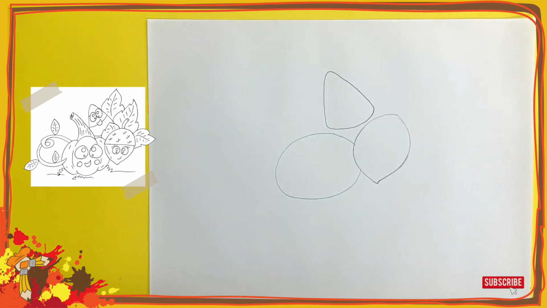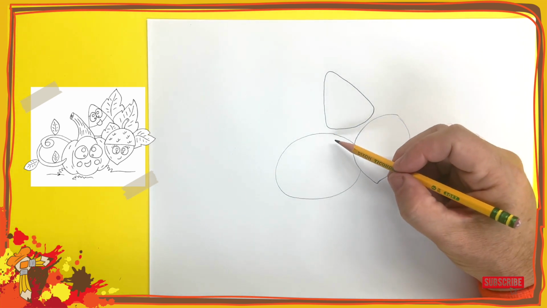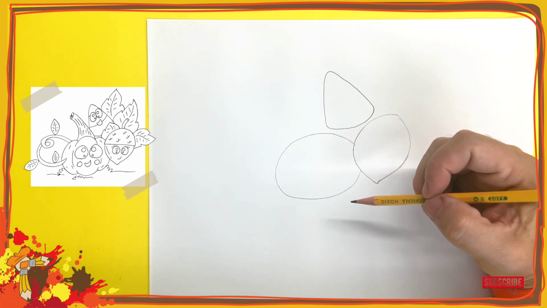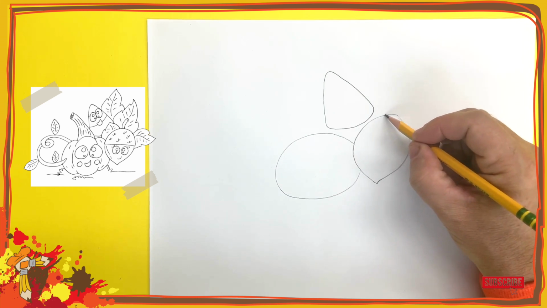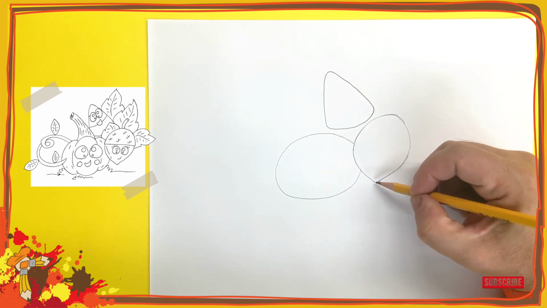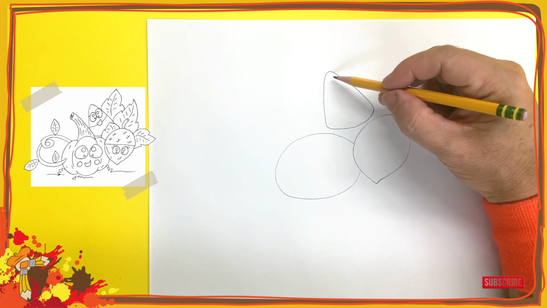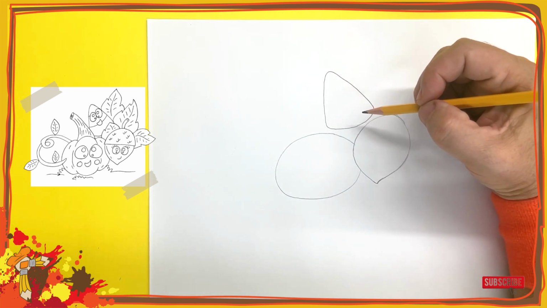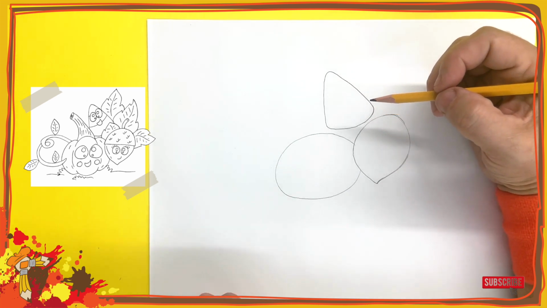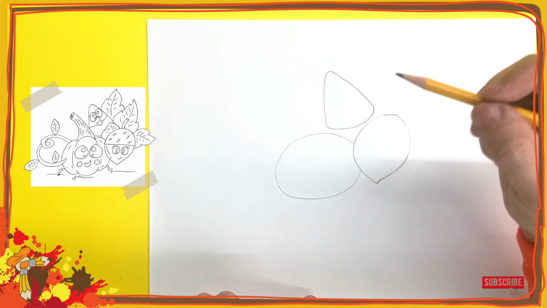Alright, so there are our basic shapes. We have our oval for the pumpkin. We have our circle that we started and put a little point on it. This is going to be the start of our acorn. And then our little curved rounded triangle shape up top for the candy corn. So let's go ahead and add some detail. First we'll start on the pumpkin.